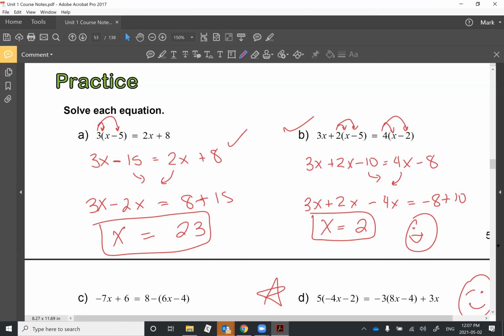We're done for today. I'm going to stop there. It's 12:07. That's enough for today. Fatima has helped me. Fatima says that A is 23, X is 2. Perfect.